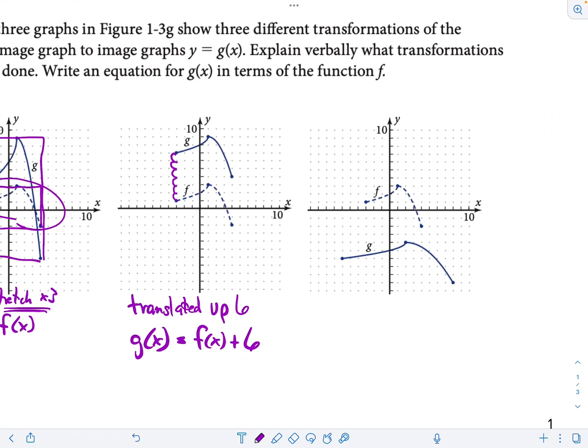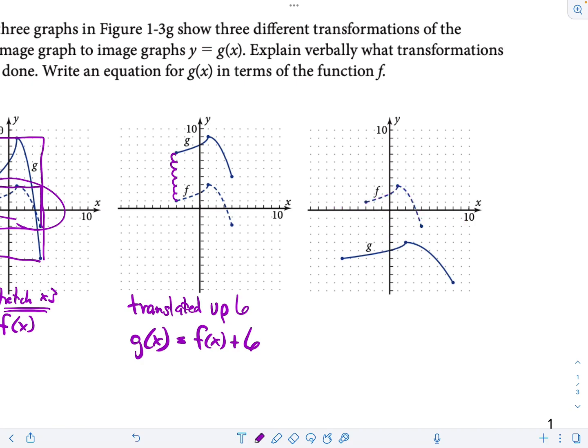Last one on this page. I'm definitely seeing a horizontal stretch movement here. And then that the f function has been brought down. So let's see what that looks like.